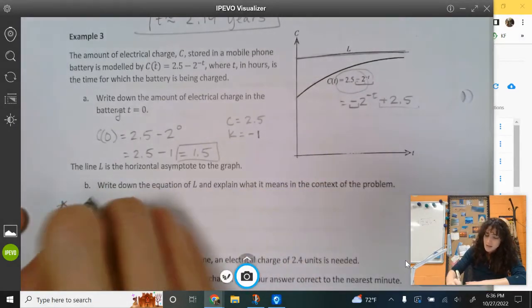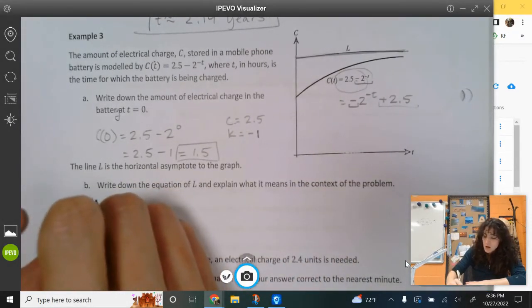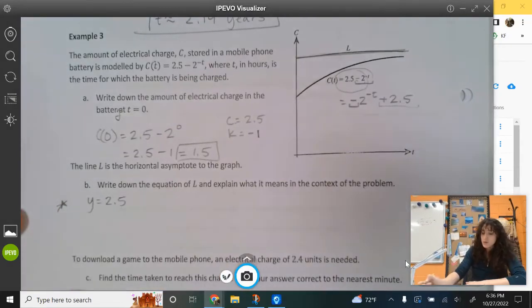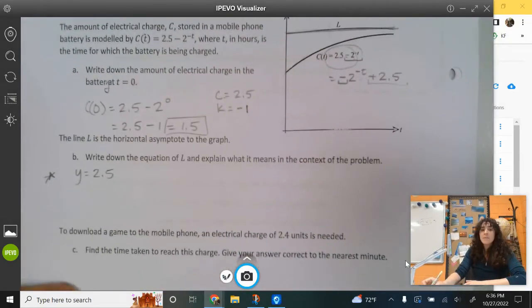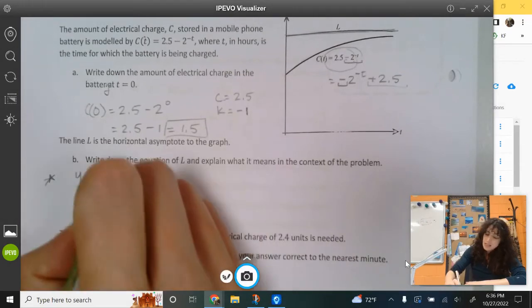It's this C value right here. We even wrote C equals 2.5. So our horizontal asymptote is Y equals 2.5. Explaining what it means in the context.